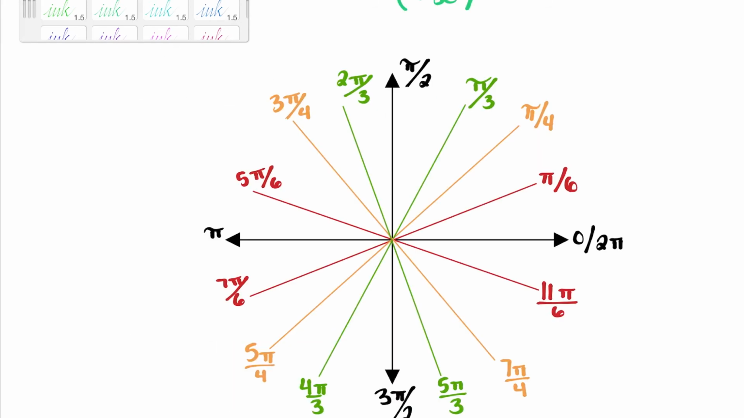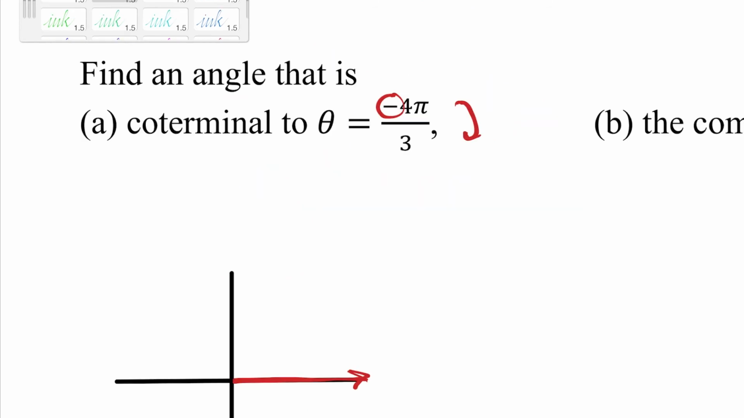My 4 pi over 3 is normally in the third quadrant, but because it's negative, that means it's going to be switching to the second quadrant. So I'm going that far. Normally I would go from my initial side, my positive x-axis, through more than a full pi, but not quite pi and a half. So I'm going a full pi, but not quite pi and a half. That means I'm going to be over here, going in that direction because it's negative. So this is my negative 4 pi over 3.